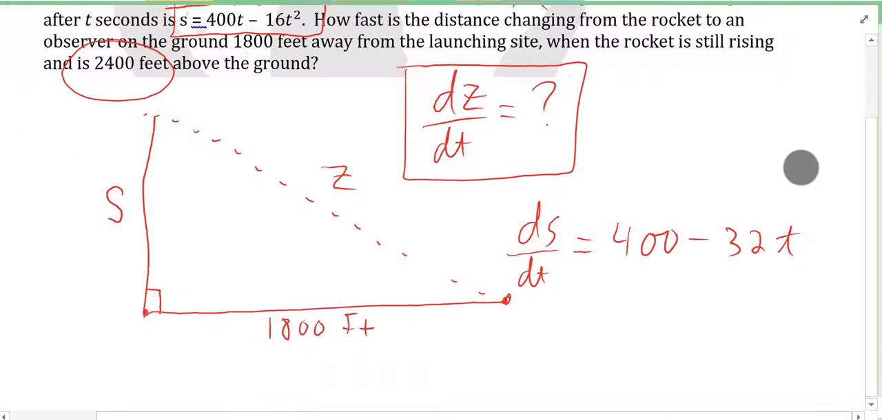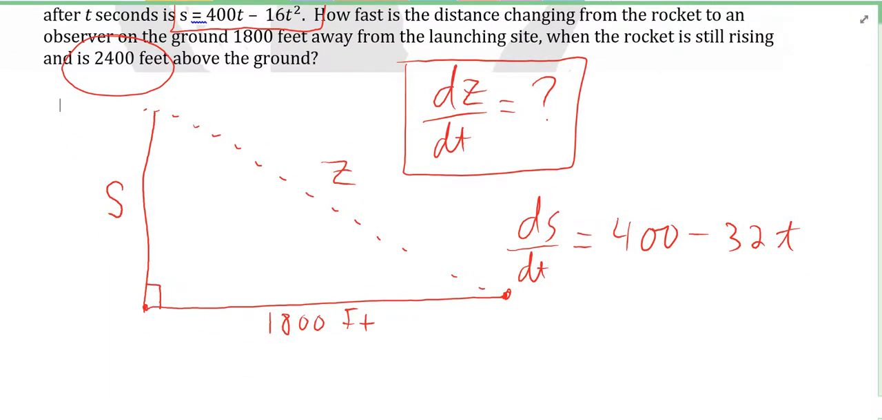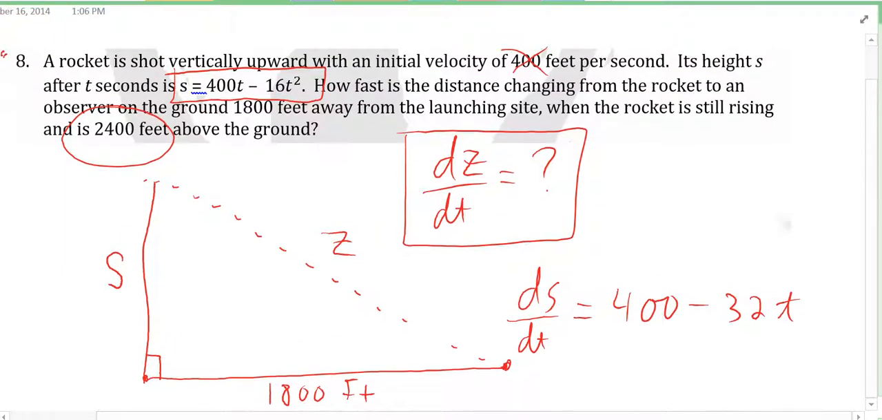The problem is, to find ds/dt, what variable do we need here? We need t, but what am I giving you? 2,400 feet is s. But since we have an equation for it, if we know s, we can find t. So we have all these variables that are connected. You really have to think, again, what do I have? What do I need to have?